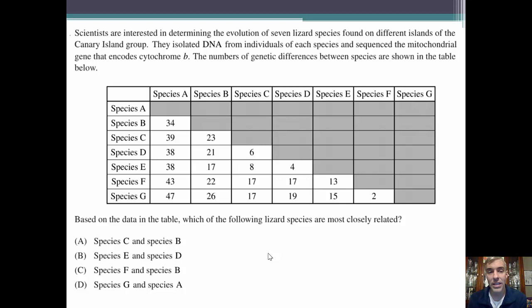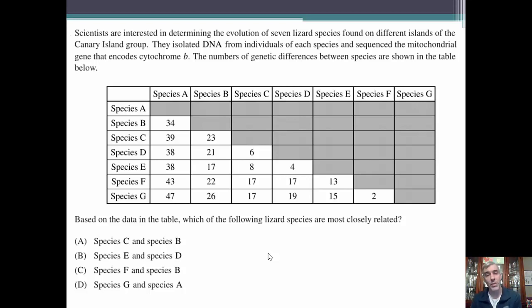So this says scientists are interested in determining the evolution of 7 lizard species found on different islands of the Canary Island group. They isolated DNA from individuals of each species and sequenced the mitochondrial gene that codes for cytochrome B. And who does that mitochondrial gene come from? Their mothers, because it's in the eggs. Anyway, the number of genetic differences between species are shown on the table below. Based on the data in the table, which of the following lizard species are the most closely related?